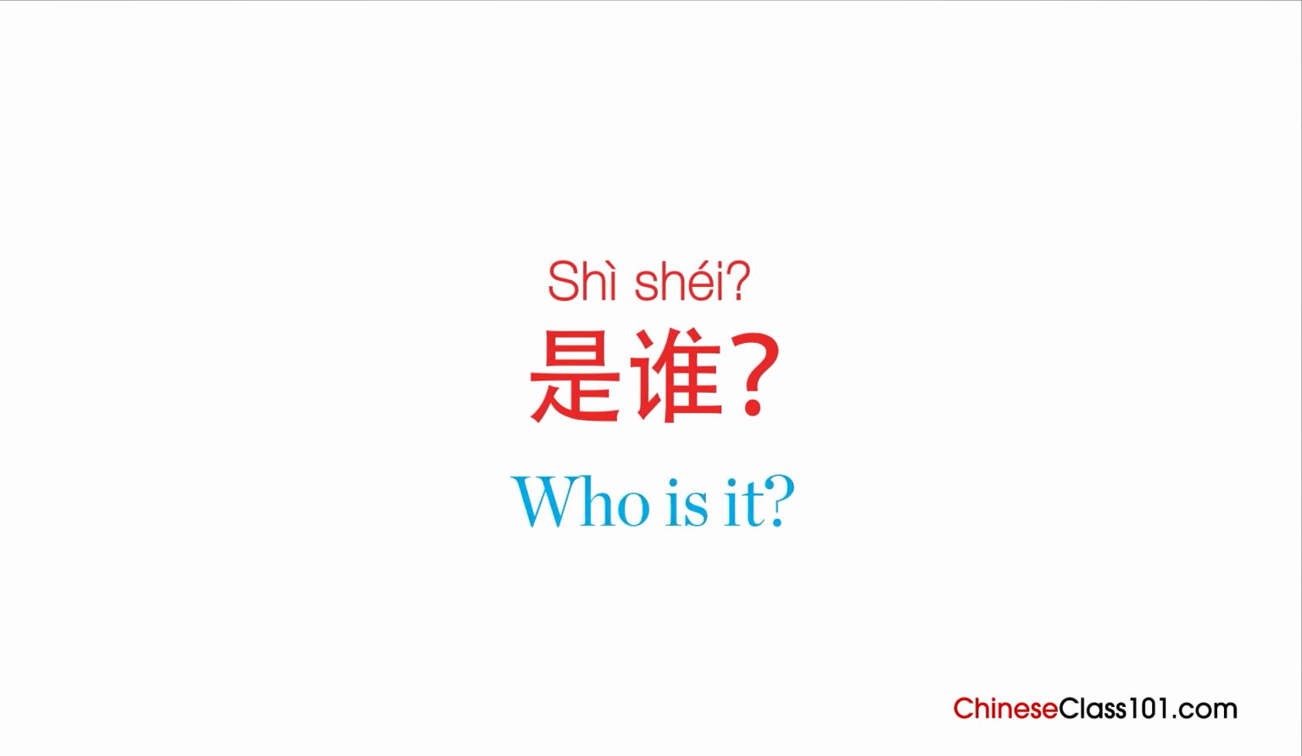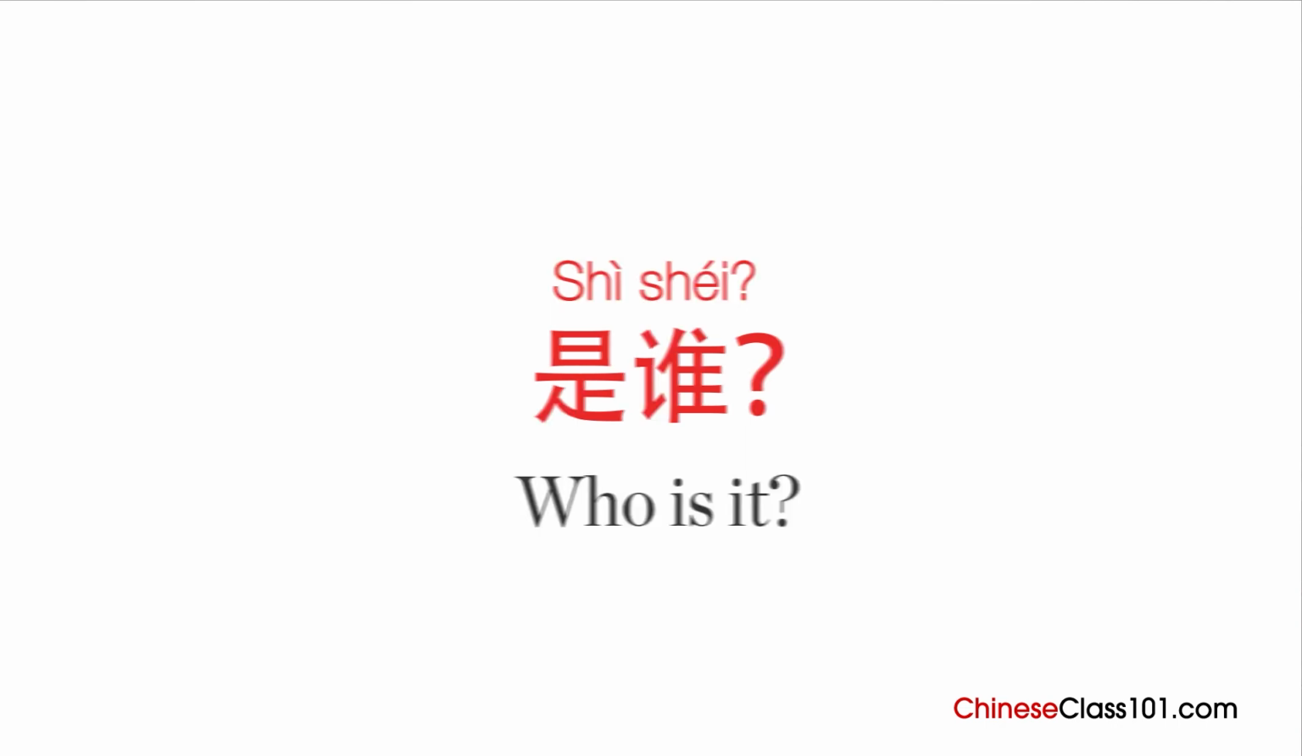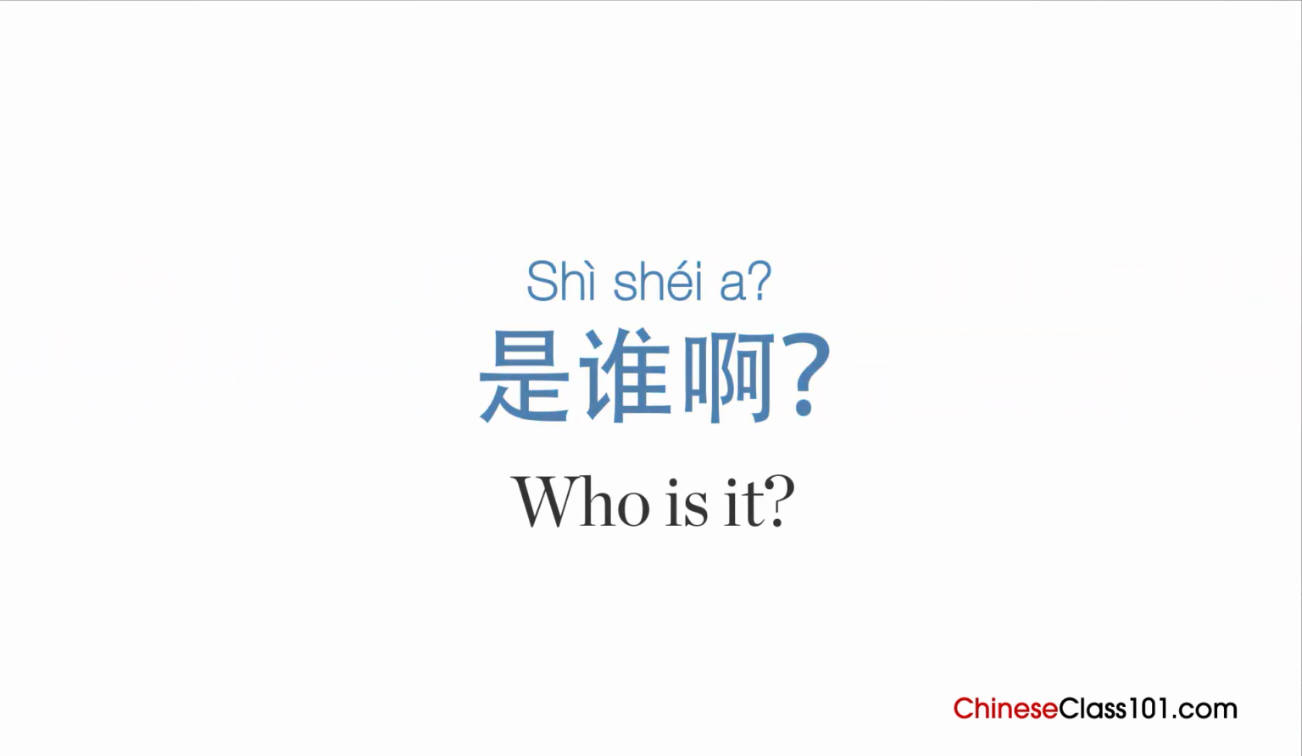When you want to say, who is it? You can say, 是谁? This sounds very intense. But if you say, 是谁啊? The tone is much softer and less interpersonal.